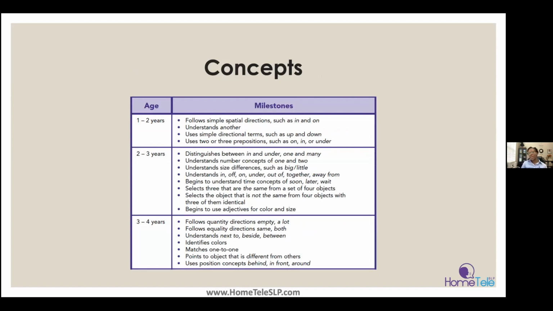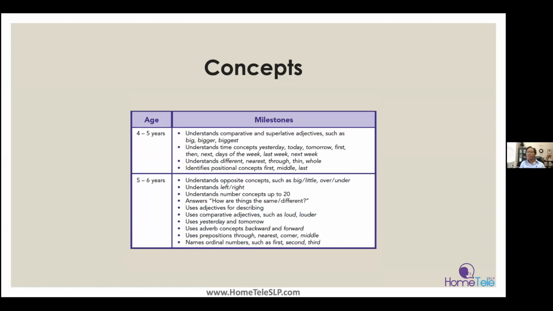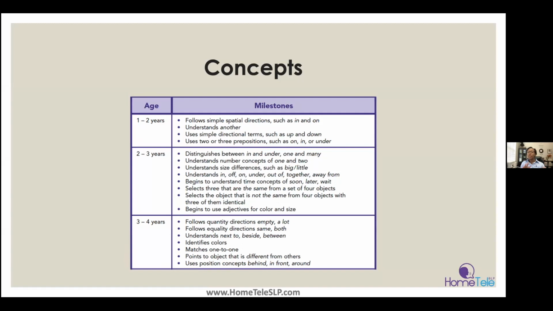Let's talk about concepts next. So looking at the last row, we're going to hit a little bit on 3 to 4 and then talk about 4 to 5. So at 3 to 4 years of age, children should be following quantity directions. Here are some examples of quantity words: empty and a lot. Following equality directions like same and both. Which one is the same? Can you help me find same?